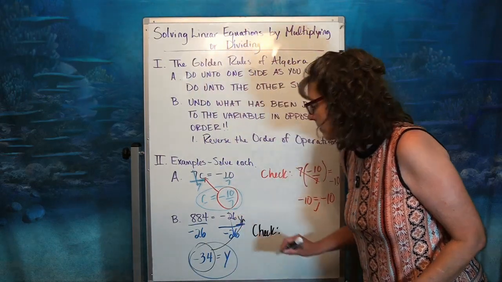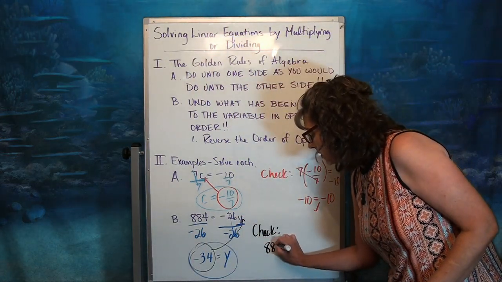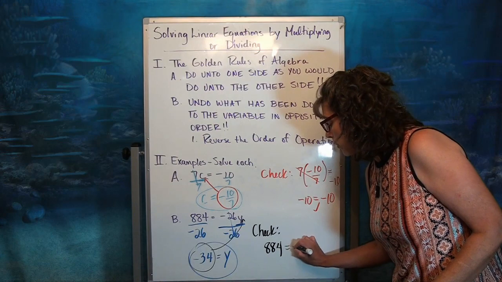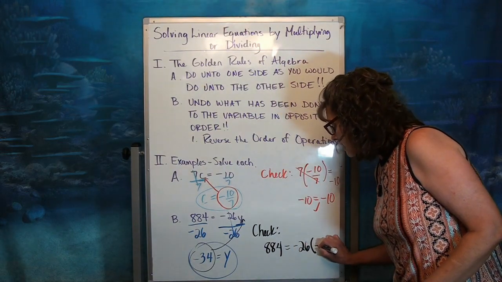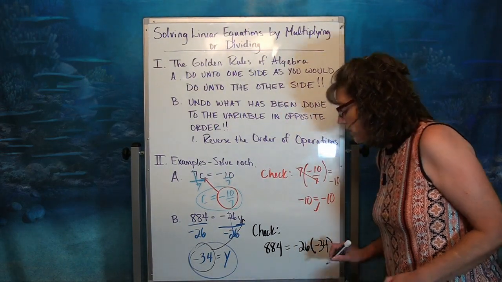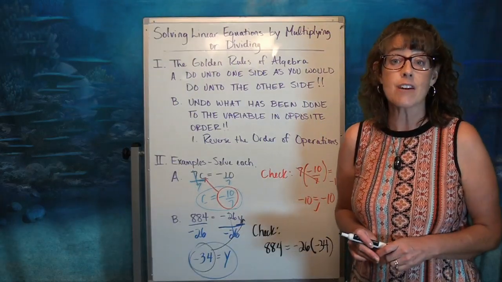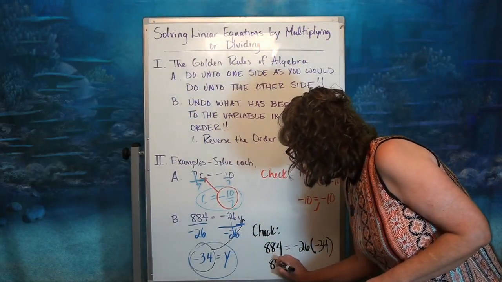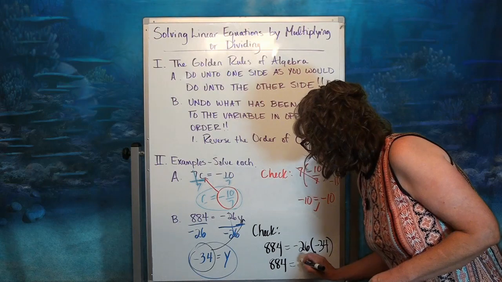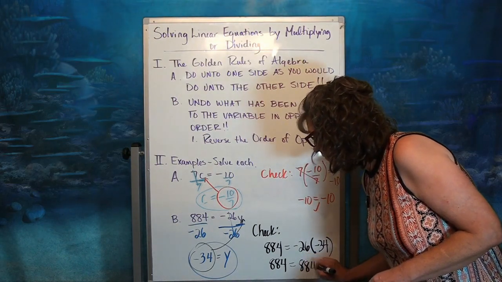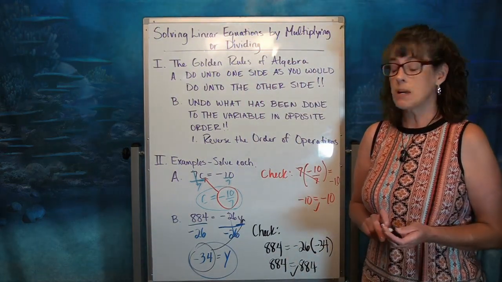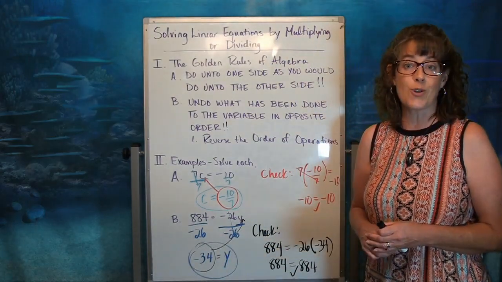It's going to go right there. So on the left, I have that 884. On the right, a negative 26 times the negative 34. Well, negative times negative is definitely positive. And in fact, 26 multiplied by 34 really is 884. Because that's a true statement, that means, yep, that is right.